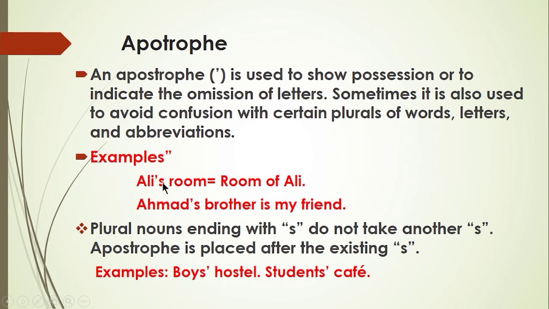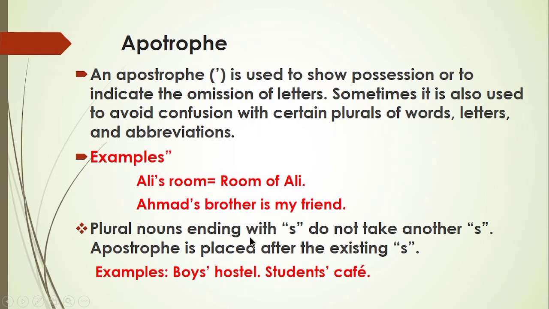For example, Ali's room. Now here, this apostrophe plus S shows the possession of Ali. It means the room of Ali. Ahmad's brother. Again, this apostrophe S shows the possession of Ahmad.